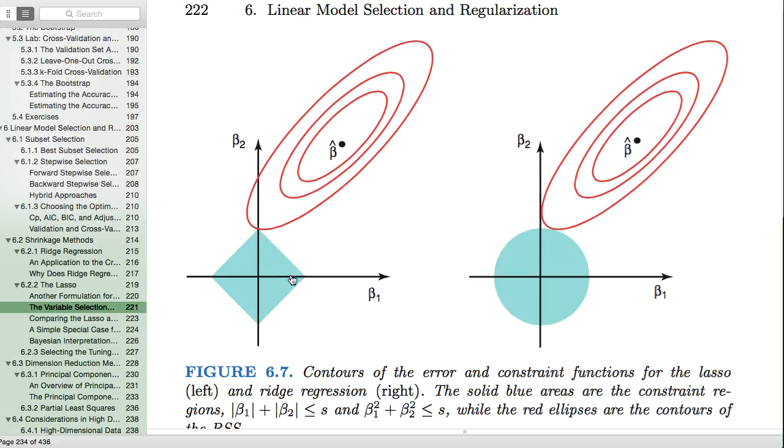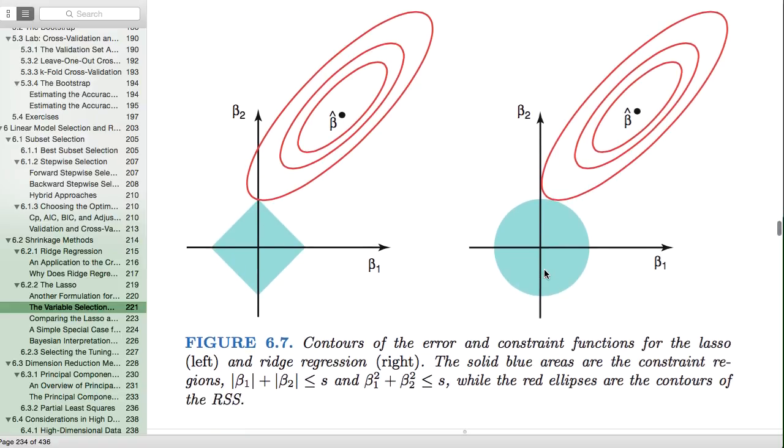And that's because we're using the absolute value function on the betas. And here, the square function is giving us a circular region. So there's no particular point along this region that's any more likely than any other. So in this particular case, we have beta 1 is very small, but it's not zero.